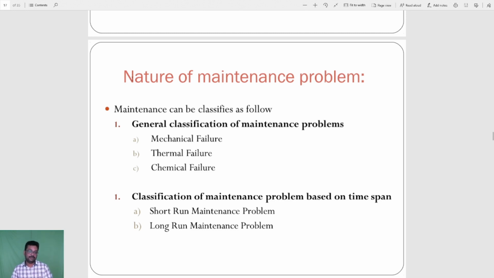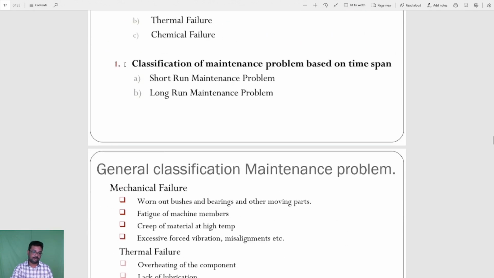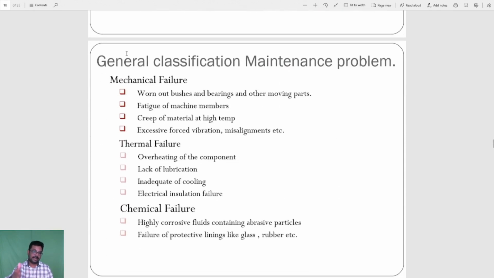Then classification of the maintenance problem based on the time span. It is classified into two types: one is the short-run maintenance problem, another is the long-run maintenance problem. For the short-run maintenance problem, the best example is the problems we face due to fasteners and temporary joints. For long-term maintenance, we face problems due to permanent joints. This is the best example for short-run and long-run. Then the mechanical failures.